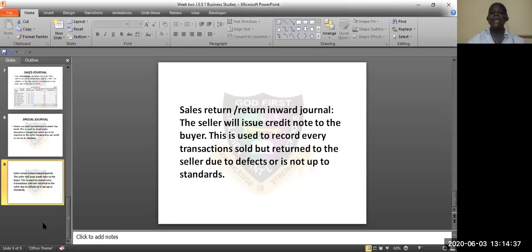But along the line, the same person I sold the goods to eventually returned part of it, as a result of that it was not good or it has a defect or it's not even up to standard. Then in that case, the seller can issue out credit notes so that when recording is being done, the accounts can be balanced. Why will the seller record the return inward goods in the return inward journals?